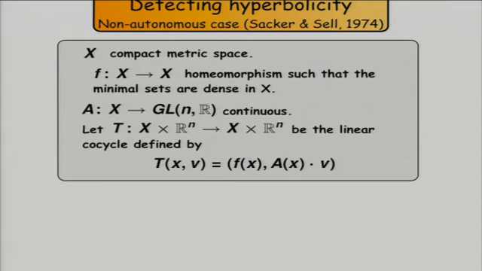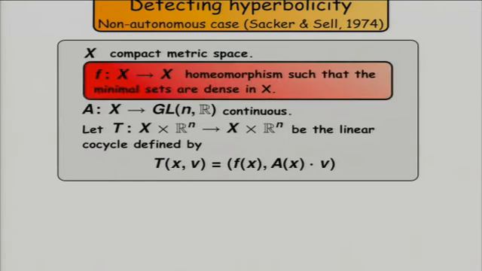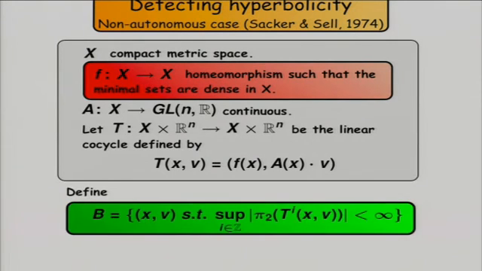Good. Now, pick a function that associates to x an invertible matrix, and that's continuous. So you can define this skew product, this linear cocycle. Okay? The only thing that's really important here, the only thing that's different, is that assumption on the base: you have this density of minimal sets. So now I can define the set of x and v for which, when you iterate, you have a bounded orbit in the future and in the past.